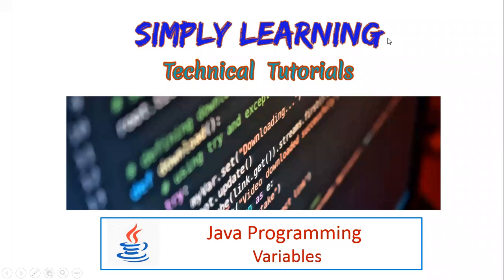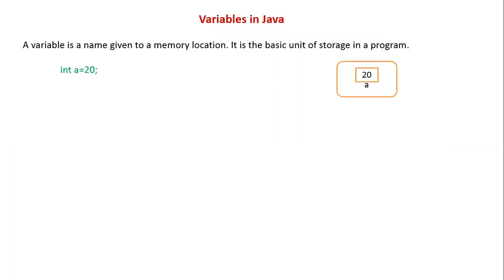Hello friends, today we are going to discuss variables in Java. A variable is a name given to a memory location. So it's a basic unit of storage in a program. For example, here we can see int a assigned 20.